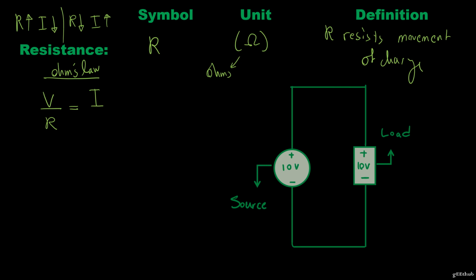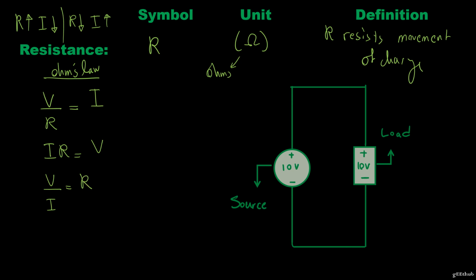Now, using Ohm's Law, given two pieces of information, we can calculate the third. If we have V and R, we can calculate I. If we have I and R, we can calculate V. And if we have V and I, we can calculate R.